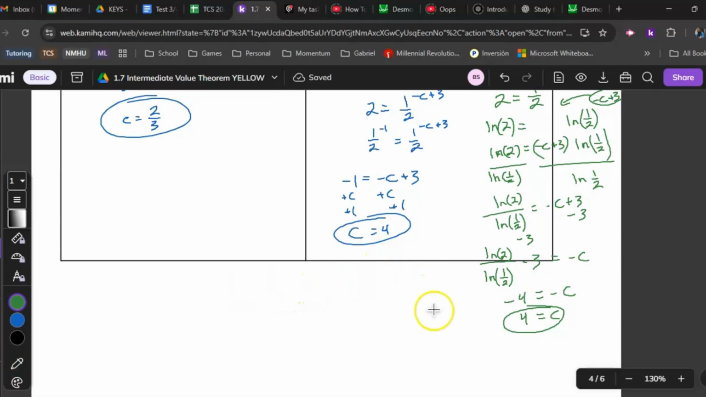So, hopefully those of you watching didn't have as much trouble with the logarithms. Good luck.